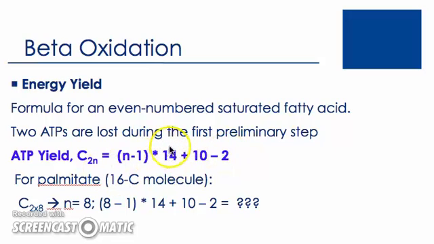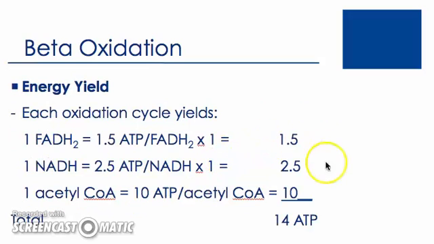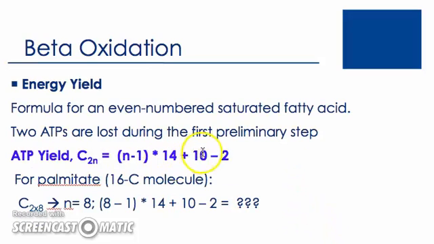We have the 14 because we saw previously that the ATP produced from one beta oxidation cycle is 14 ATP. We have 10 because in the last beta oxidation cycle we produce an additional acetyl-CoA, and with one turn of the Krebs cycle that acetyl-CoA yields 10 ATP, and we see that 2 ATPs are lost during the first preliminary step of beta oxidation, so we account for that ATP investment.